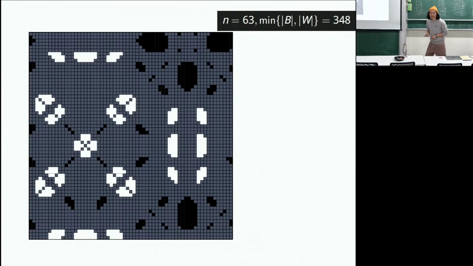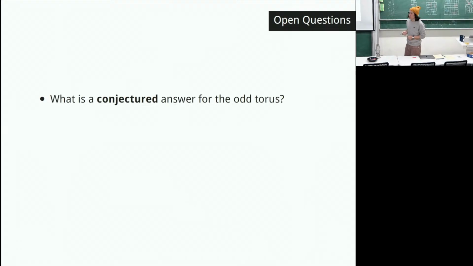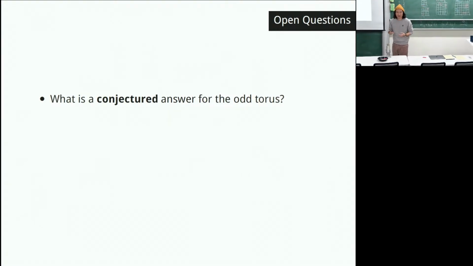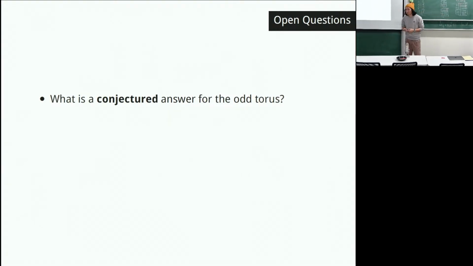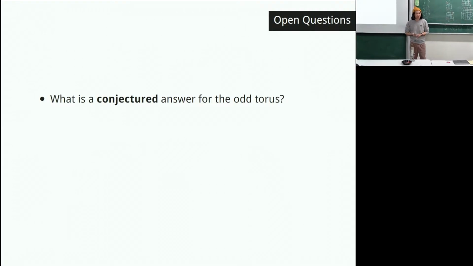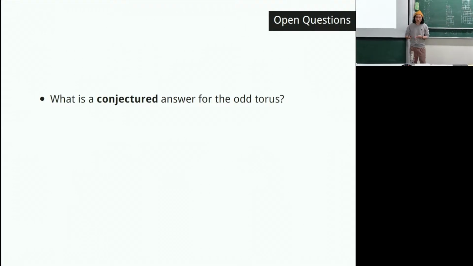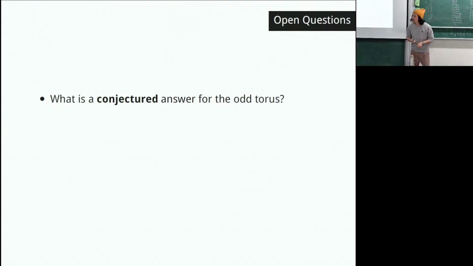So let me just end with some open problems. The first one is: what is a conjectured answer even for the odd torus? We don't even have a candidate for what the answer should be. Maybe there's some number theory involved here, like it could subtly depend on the prime factorization of n. But anyway, if you see a pattern, let me know.